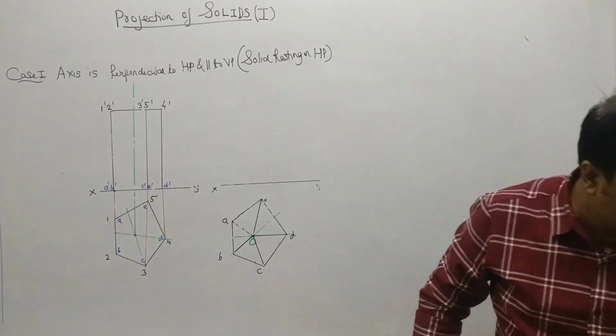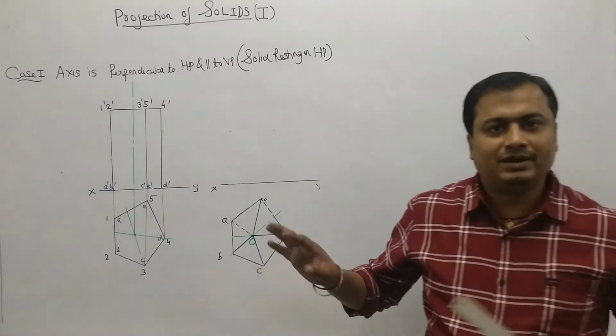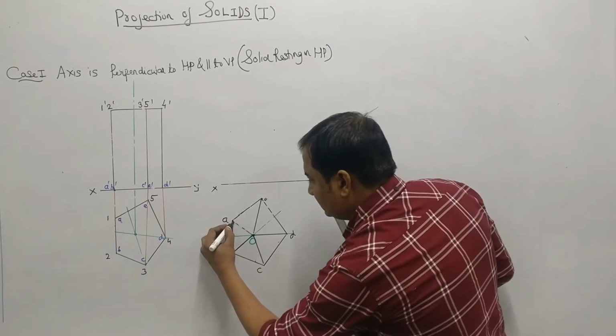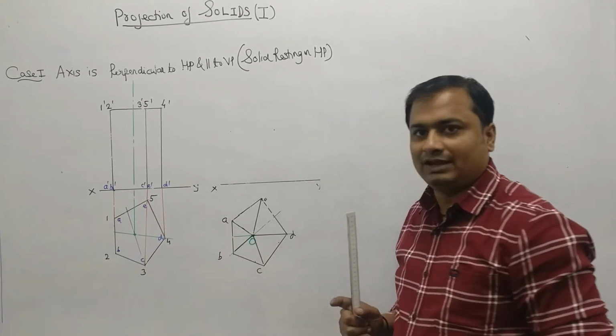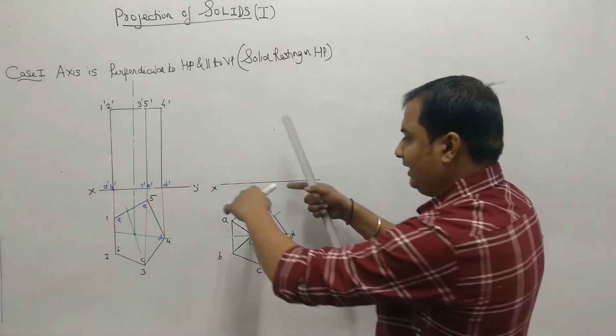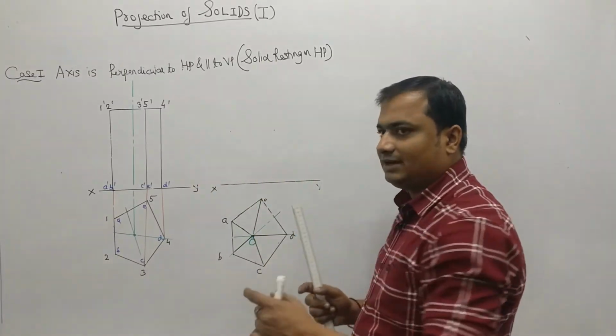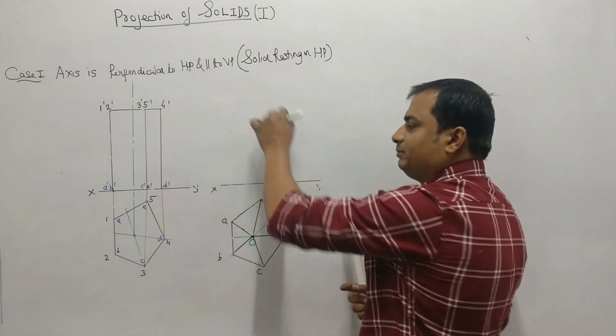This will be my top view for the pyramid: the pentagon plus the centroid plus the longer edges. So this will be visible from the top. And what will be the front view? The front view will be a triangle. And to plot the triangle, we will require the vertex position.